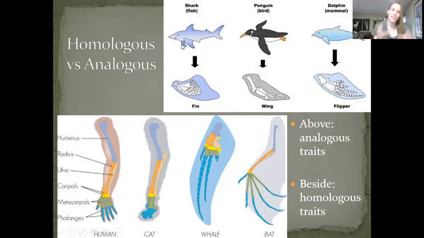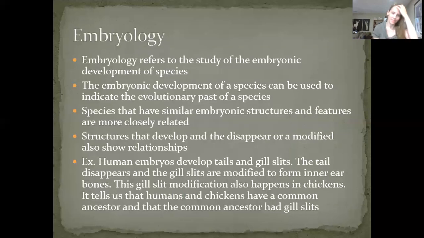So because of analogous and homologous traits, this is why we don't really trust morphology anymore. But back before we had the technology for biochemistry and genetics, it was the primary way of guessing how species were related. Okay, embryology refers to the study of embryonic developments of different species. Again, it's just a way to determine the evolutionary history of a species, so what the ancestors are. Species that have similar embryonic structures tend to be more closely related.